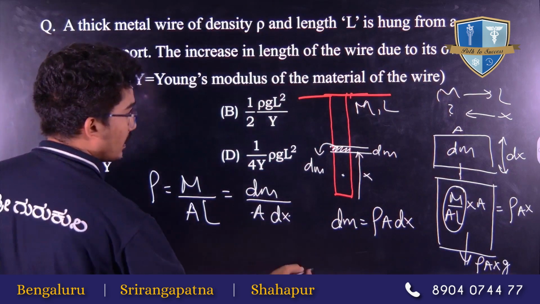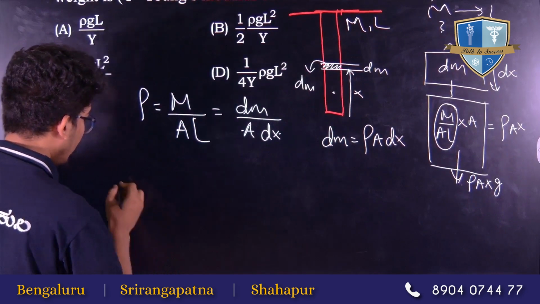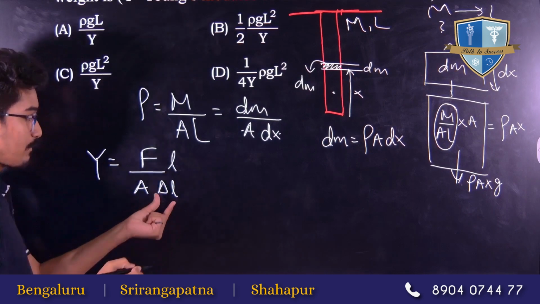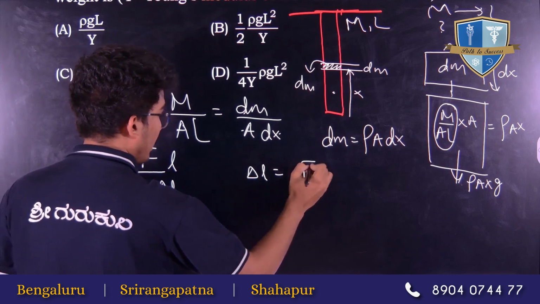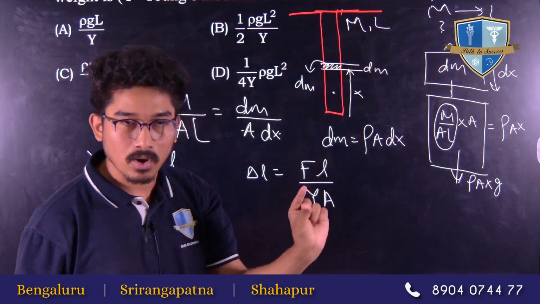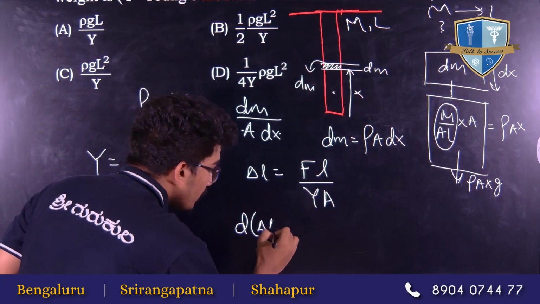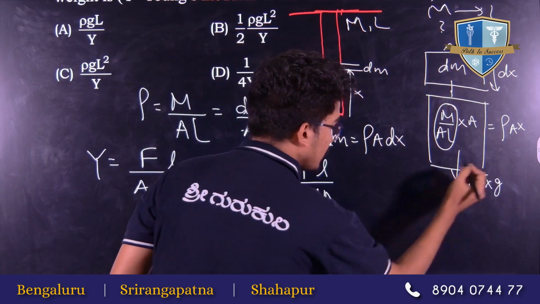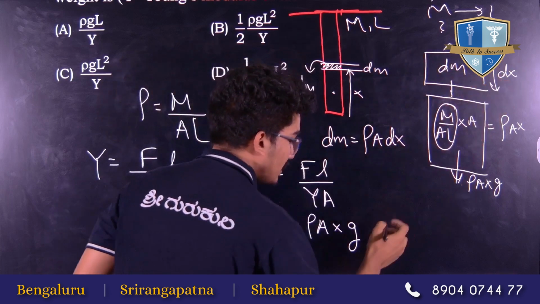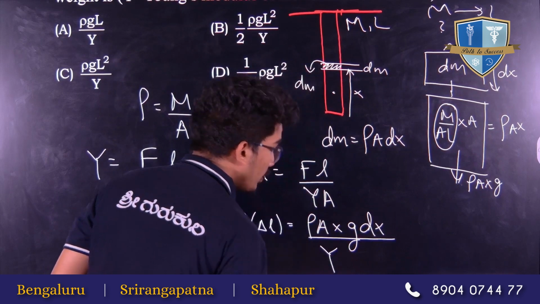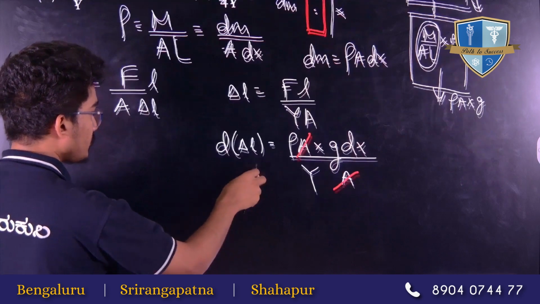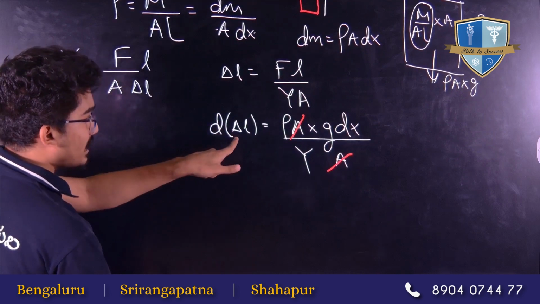Now we know that Young's modulus is stress by strain, force divided by area over delta L by L. We are supposed to calculate this delta L. So delta L is equal to F L divided by YA. Now delta L for this small mass will be small. So d delta L will be equal to the force on this small mass, rho A x g, into the length of this small mass dx, divided by Young's modulus into area. So area and area will cancel out. Correct. And now let's integrate this to find the overall change in length.